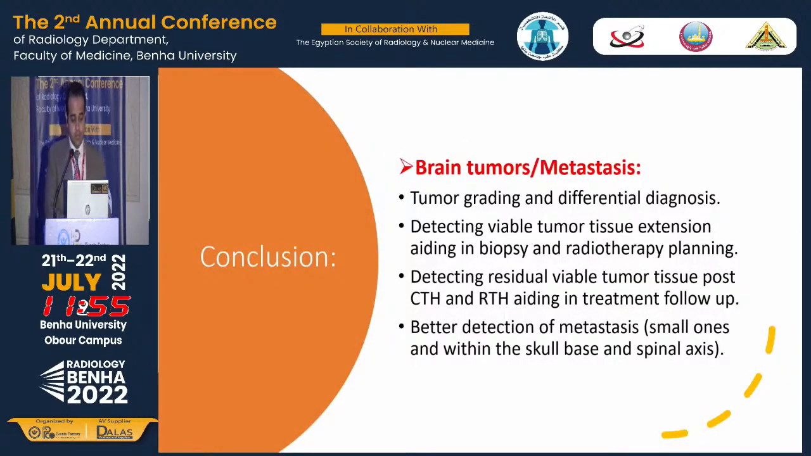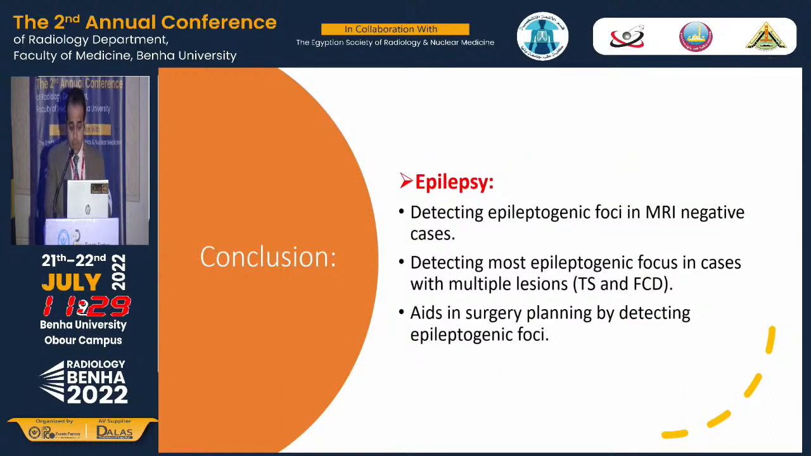To conclude, the value of PET-MRI in brain tumors and metastases is tumor grading and differential diagnosis, detecting viable tumor tissue extension, aiding in biopsy and radiotherapy planning, detecting residual viable tumor tissue post-chemotherapy and radiotherapy, aiding in treatment follow-up, and better detection of metastases, more so in small ones and within the skull base and spinal axis. In epilepsy, it helps in detecting epileptogenic foci in MRI-negative cases, detecting the most epileptogenic focus in cases with multiple lesions, like in tuberous sclerosis and focal cortical dysplasia. Also, it aids in surgery planning by detecting epileptogenic foci.